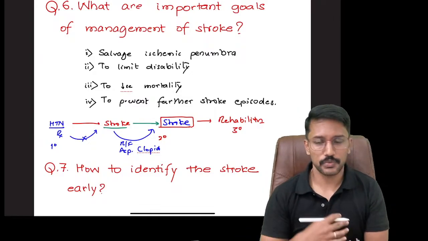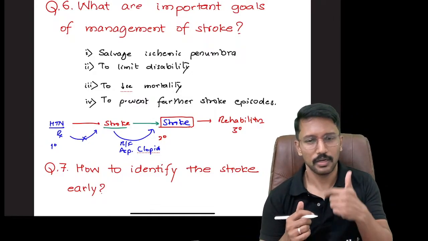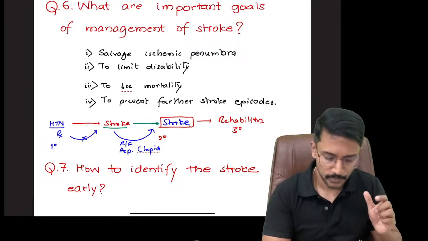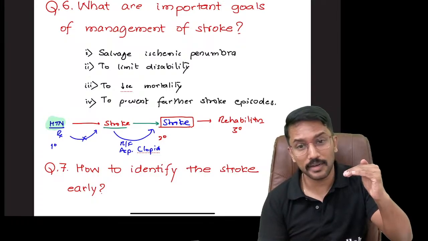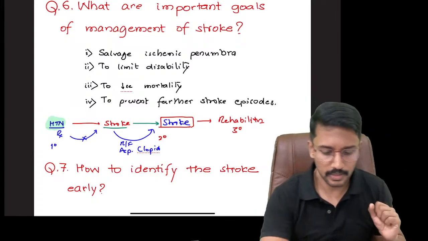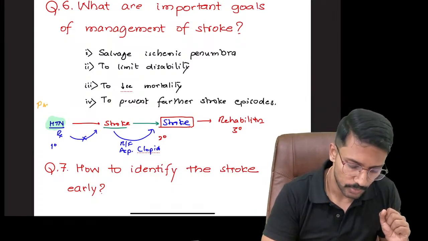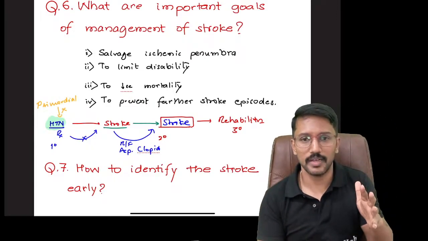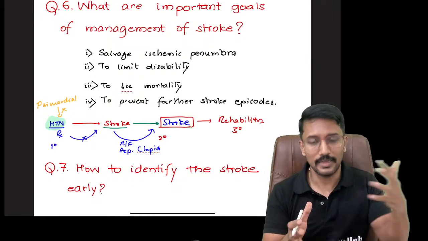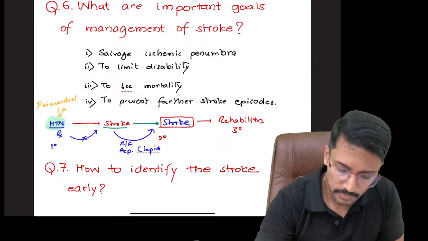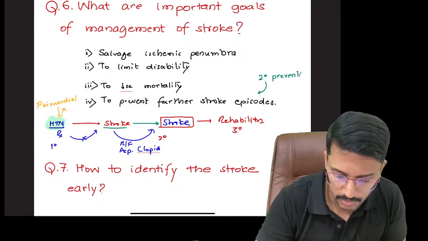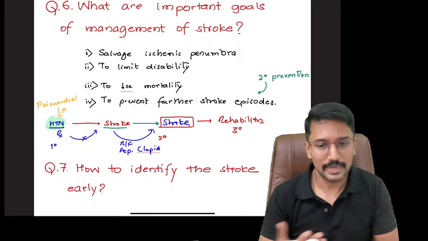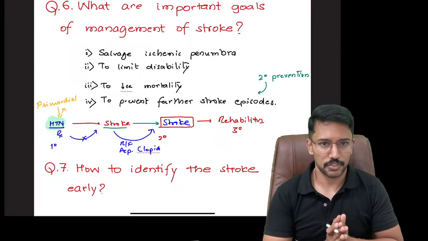But if the individual takes care of his salt intake, tries not to become obese, takes care of his good health so that he doesn't become hypertensive at all, meaning he is preventing the risk factor from emerging, then we will call it primordial prevention. Primordial means we are preventing the risk factor from emerging. Before hypertension develops, he is taking care of his lifestyle, then it is primordial prevention. So this we will count as secondary prevention because already an episode of stroke has happened. We are trying to mitigate further stroke development.